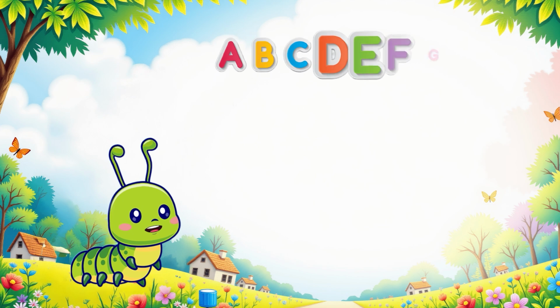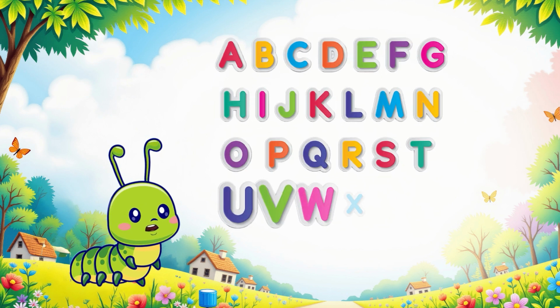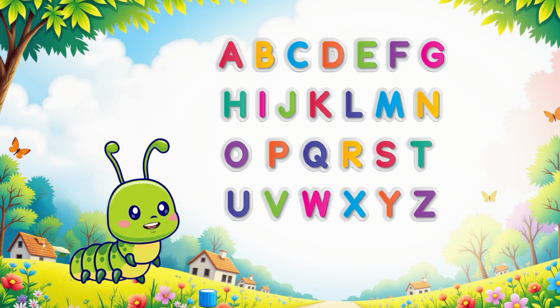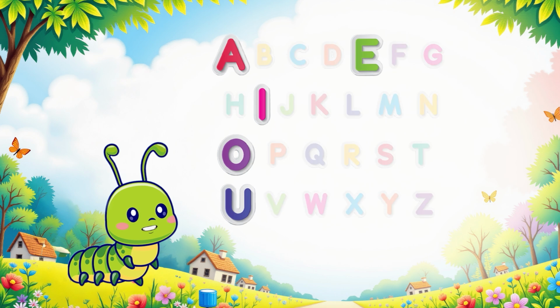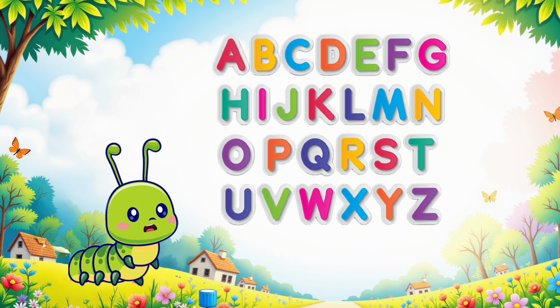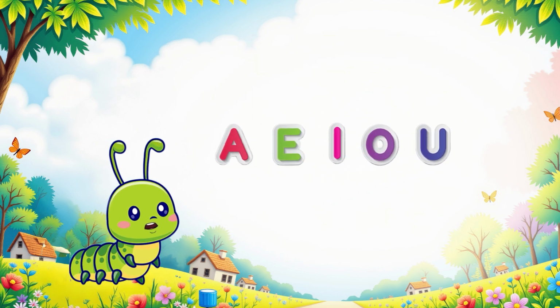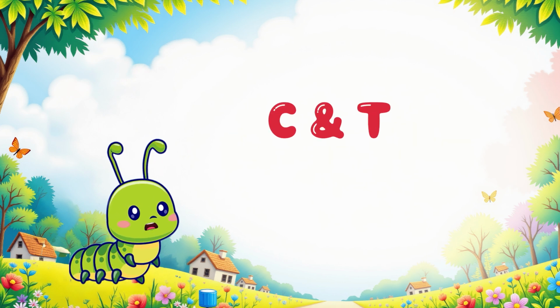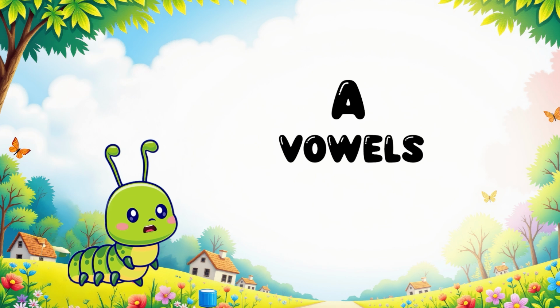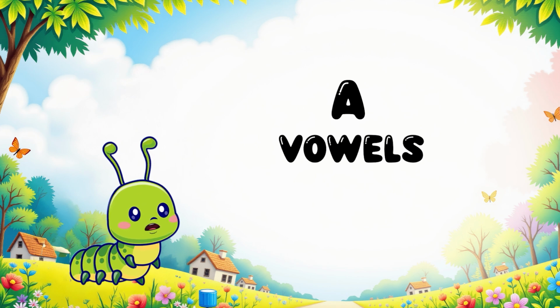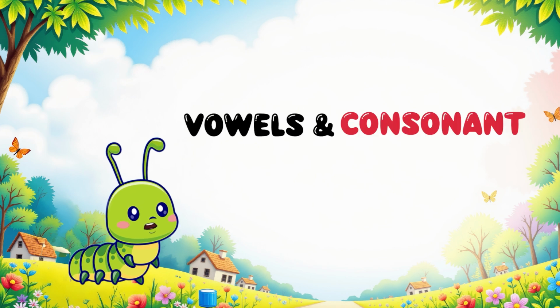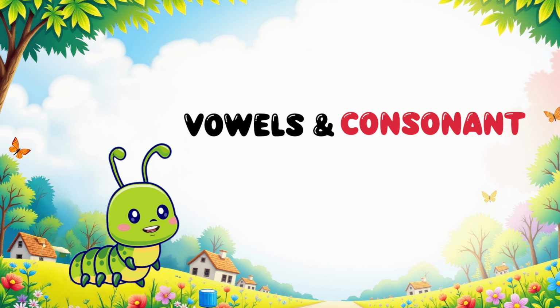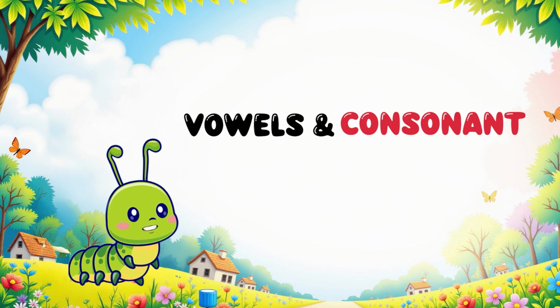Today we are going to learn something very important, vowels and consonants. In English, we have 26 letters. These letters are divided into two groups, vowels and consonants. Every word in English is made by mixing vowels and consonants together. For example, in the word cat, C and T are consonants and A is a vowel. Without vowels, we could not pronounce words properly. So vowels and consonants are both very important for reading and speaking.